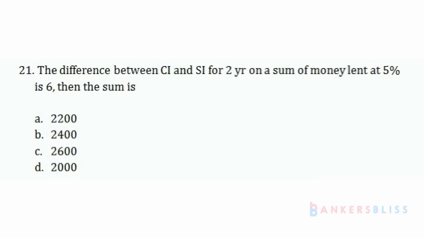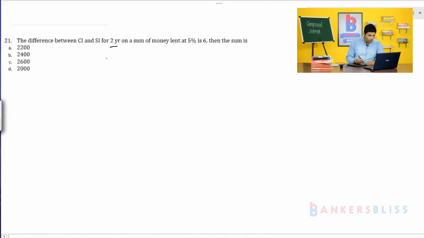The difference between compound interest and simple interest for 2 years, see here they have mentioned for 2 years, on a sum of money lent at 5% is 6, then the sum is, again you have to calculate the principal amount. So go for the formula: difference is equal to principal amount into rate of interest square divided by 100 square. So the difference, that is 6, is equal to principal amount into 5 into 5 divided by 10,000.